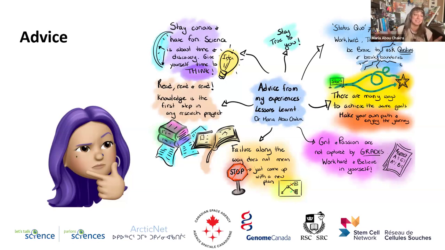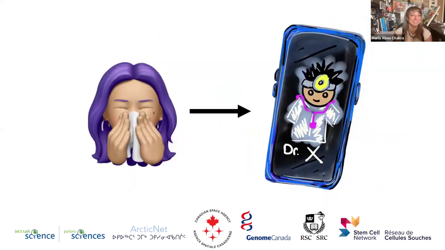Another point that I learned is you should read and read and read a lot more, because really knowledge is the first step in any research project. You have to learn what others have done. Science is built on the shoulders of giants. There's other science that came before me, and I'm just building and moving forward from what they've done. So if you don't know what others have done, it's hard to know what the open questions are. And so really stay curious, have fun, and really just give yourself time to think and come up with new ideas.